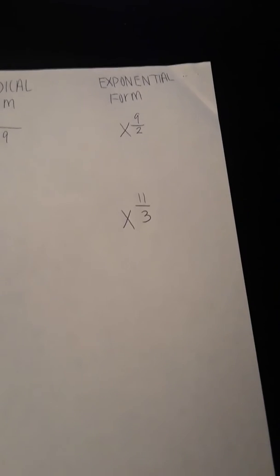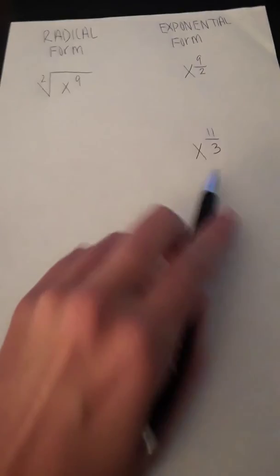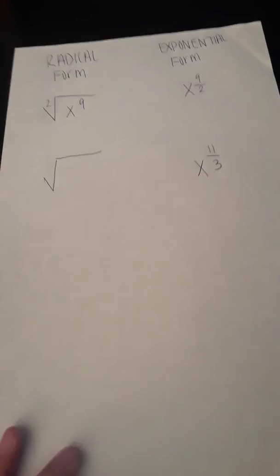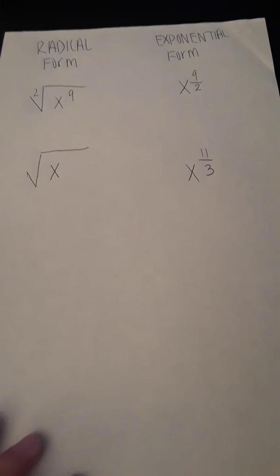So if I do the same thing down here below, I'm going to take something in exponential form, like x to the 11/3 power, and I'm going to basically backtrack and work backwards and write this in radical form. Now, in this one, of course, I'm going to have a radical. And again, the base is x.